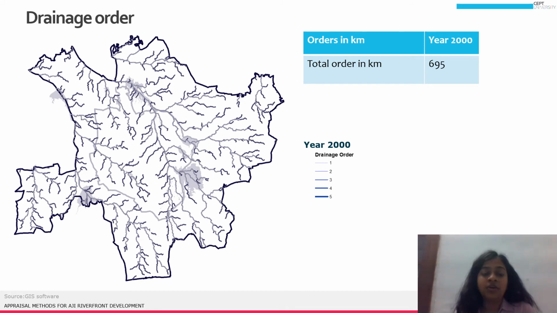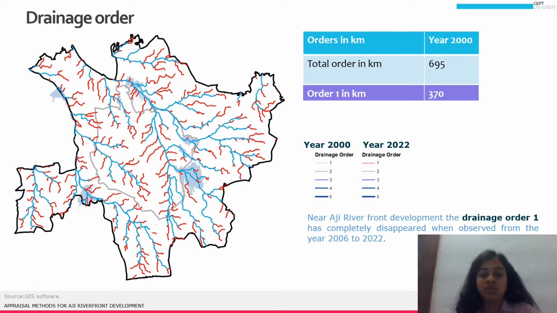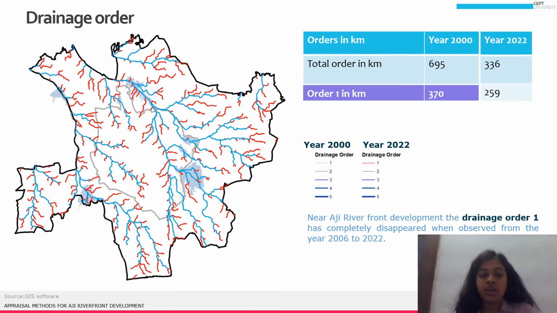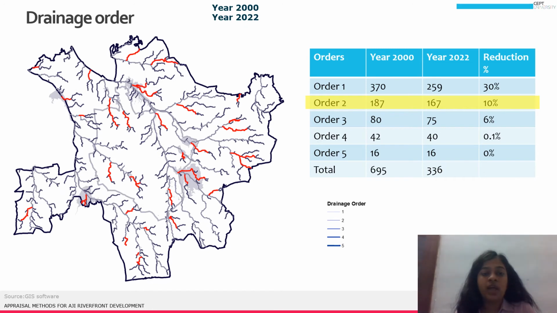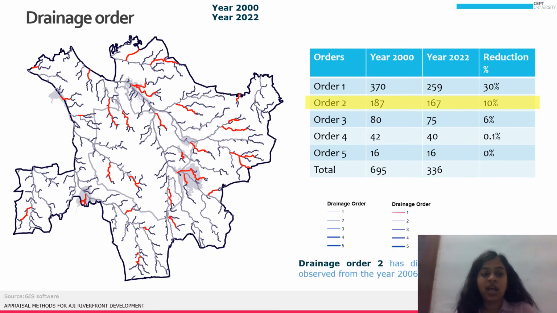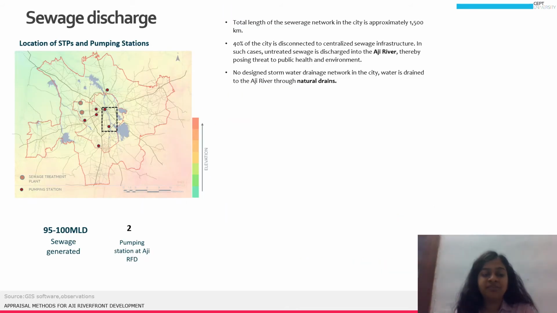This is the drainage order map, which has 5 types of orders. Thinnest is the first order and the thickest is the last order. The total order was around 695 km in 2000, in which order 1 was around 370 km. By the year 2022, the total order and order 1 kilometers have reduced. Similarly, for the order 2 and so on, the calculations have been done and observed that the urbanization has decreased the order's length. The sewage discharge.